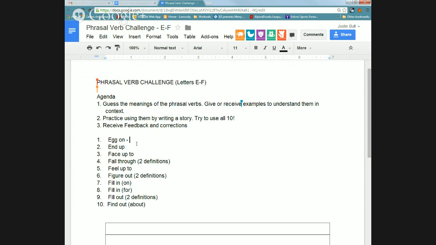Egg on. Like the chicken is warming their egg, so grew up, raised up. Has anybody heard of this one? Probably not. If anybody thinks they know the meaning, they can try to give me the definition or give me an example.